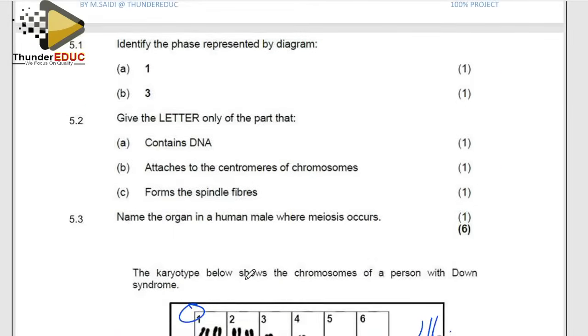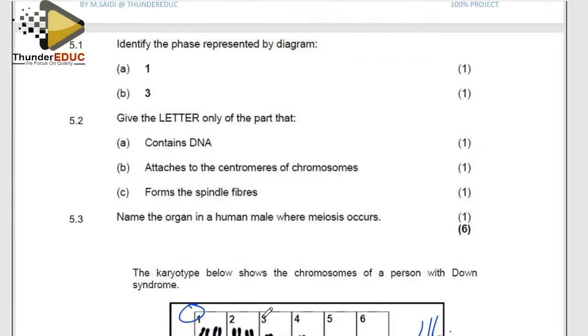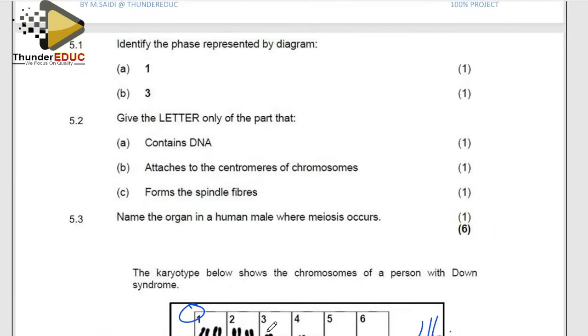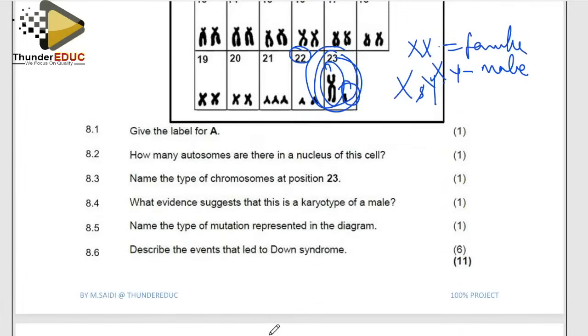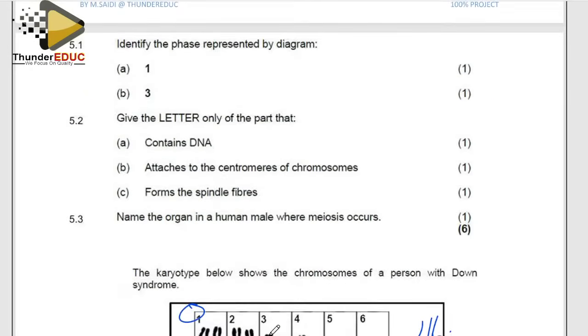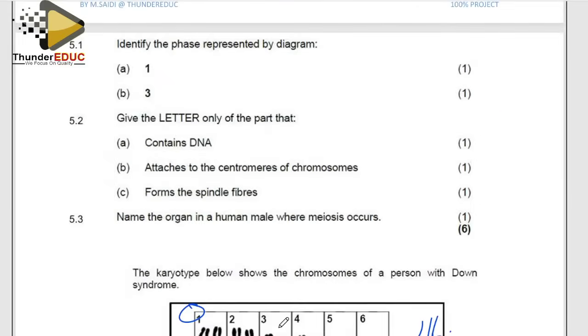Give the letter of the part that contains DNA. It is B, because this is a chromosome. So B is a chromatid or chromosome. This attaches itself to the centromere. C is the spindle fibers. It's the centrioles which form the spindle fibers.